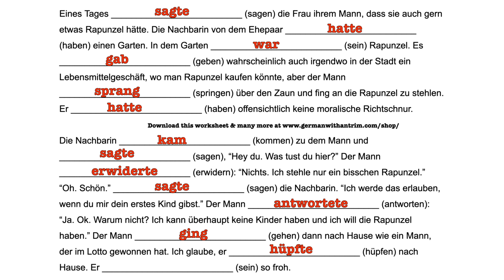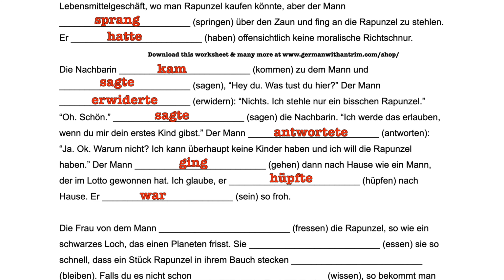In a form of sein this time, so froh. Sein in the simple past, or the Präteritum, is war. So we have war so froh. He was so happy.